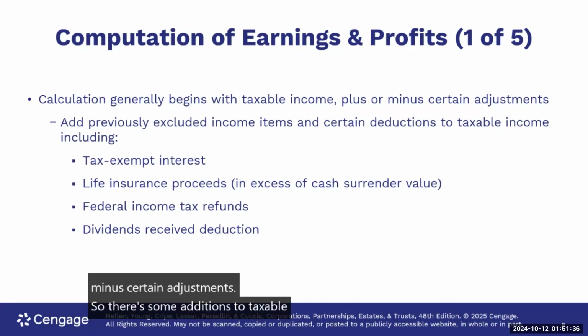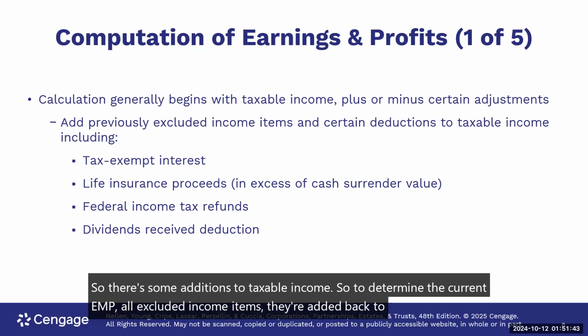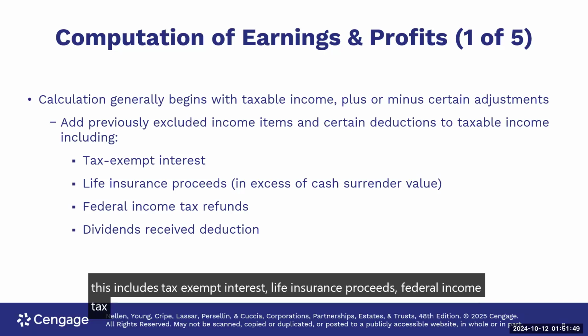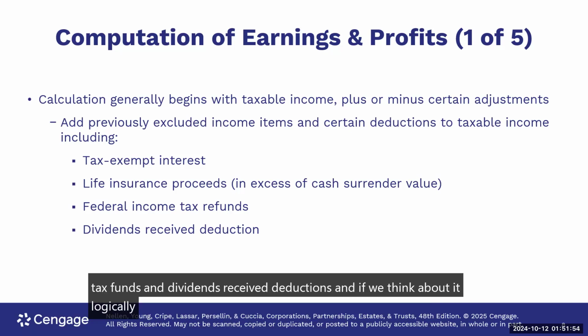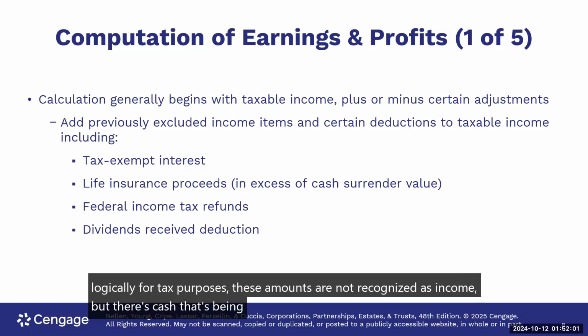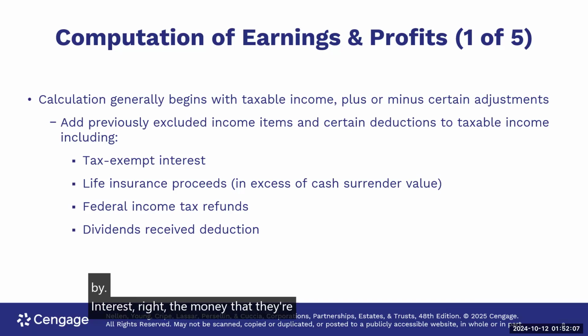To determine the current E&P, all excluded income items are added back to taxable income. So this includes tax-exempt interest, life insurance proceeds, federal income tax refunds, and dividends received deductions. If we think about it logically, for tax purposes, these amounts are not recognized as income, but there's cash being received. There's money being received by the corporation. Interest, right? The money they're receiving for tax-exempt interest.